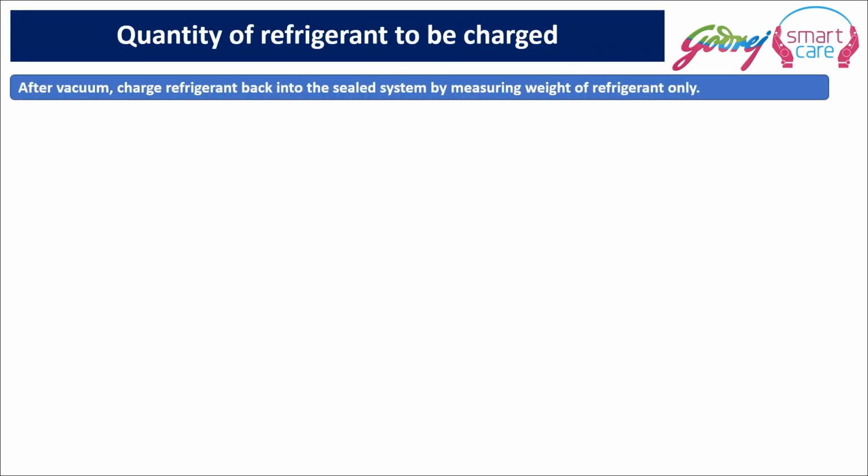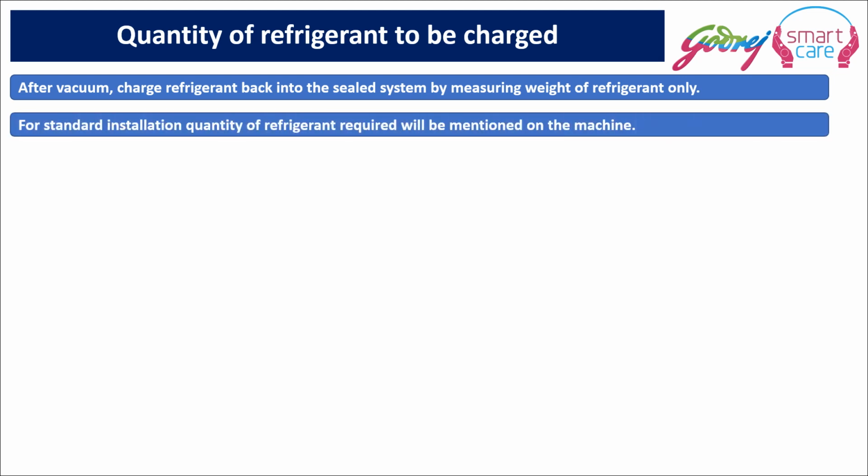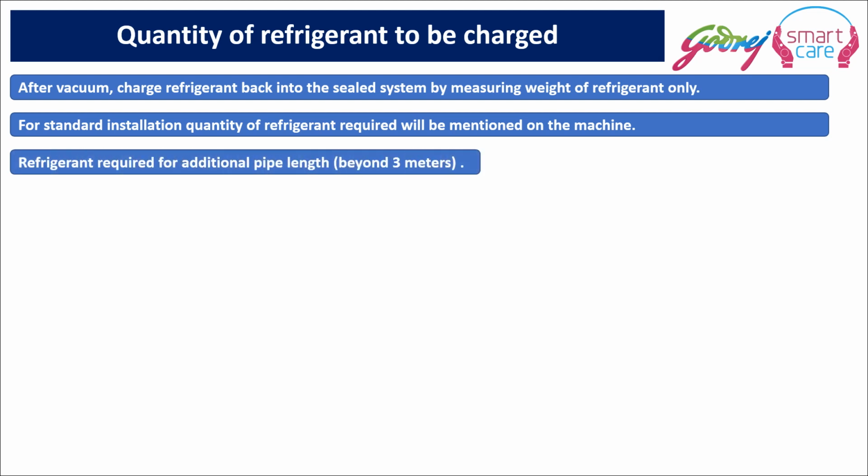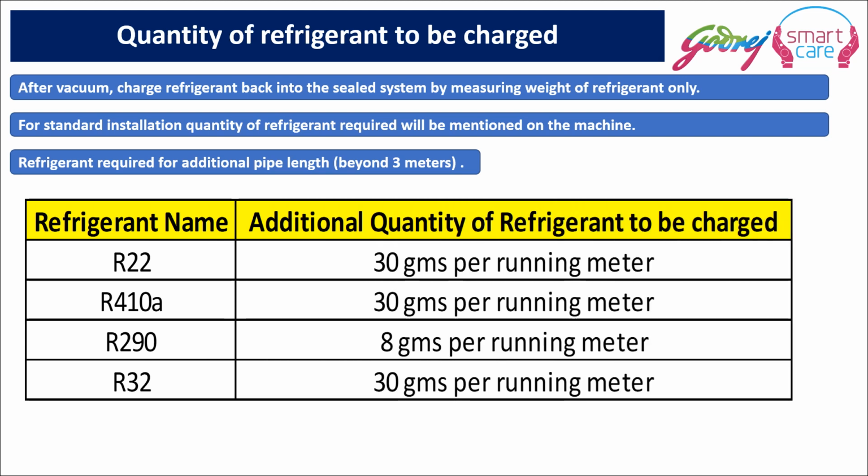After vacuum, charge refrigerant back into the sealed system by measuring the weight of the refrigerant only. For standard installation, the quantity of refrigerant required will be mentioned on the machine. Refrigerant required for additional pipe length beyond 3 meters is mentioned in the table below.